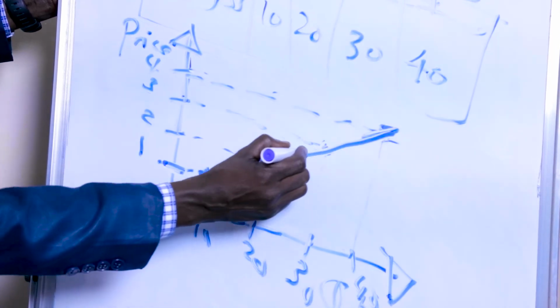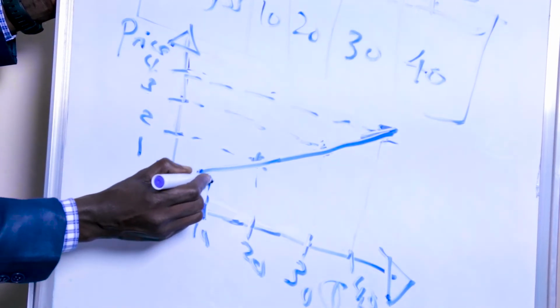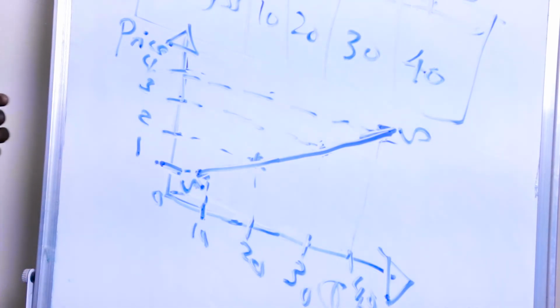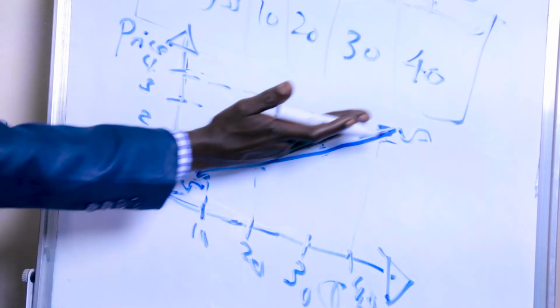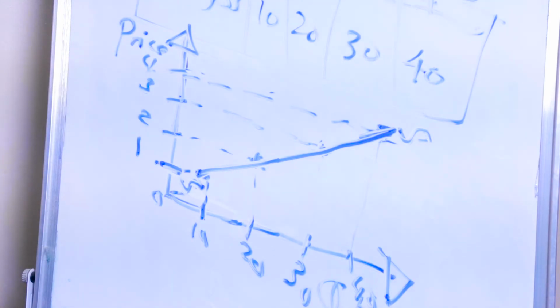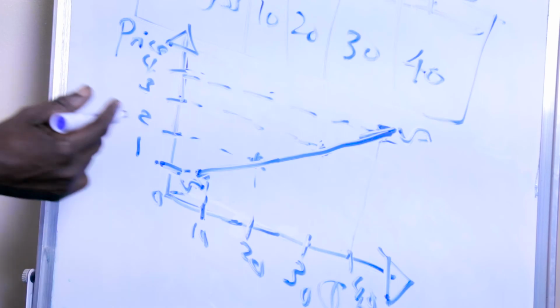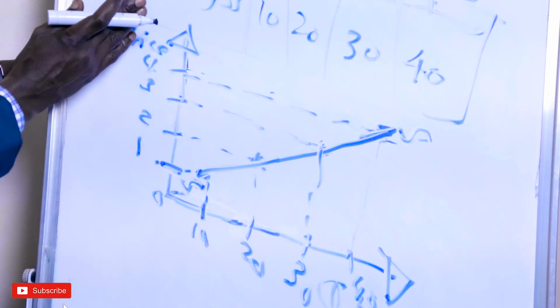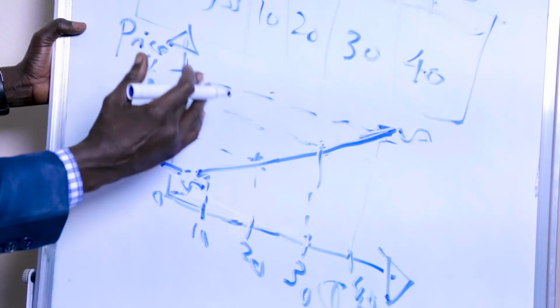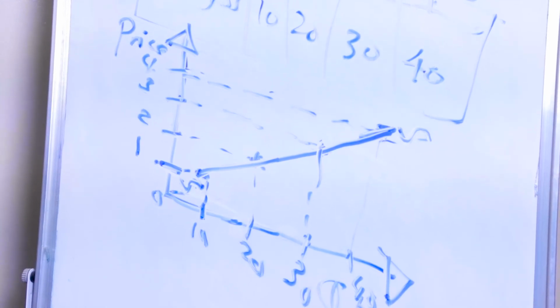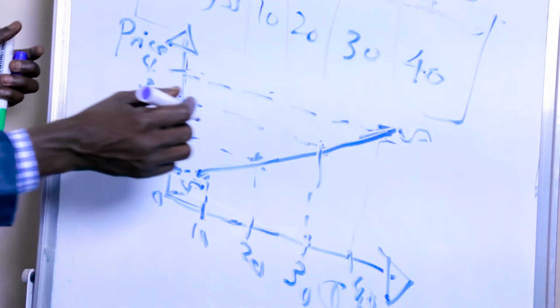So we have a diagram. We have a curve that is sloping upward from left to right, and we have labeled it supply. So this is the supply curve. It is showing us a positive relationship between the price and the quantity supplied. It is also telling us that as the price of the commodity increases, producers and suppliers are willing and able to supply more goods and services to the market.